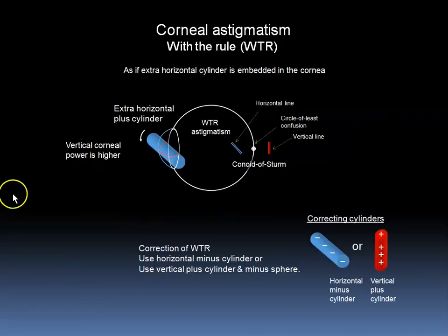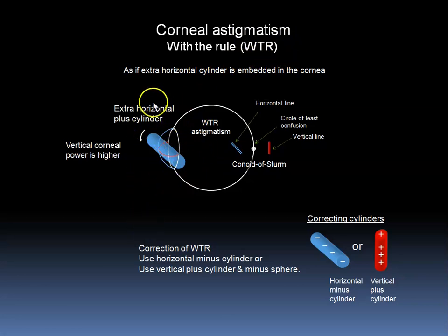Here we show with the rule astigmatism. One can think of this in one of two ways. The first way is to consider that the vertical meridian has higher power. That is one definition. Another way of thinking of it is as an embedded cylinder with horizontal axis plus cylinder in the cornea. A horizontal plus cylinder would have a vertical power, which is the definition of with the rule astigmatism.